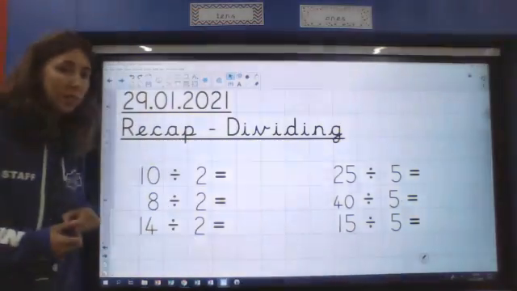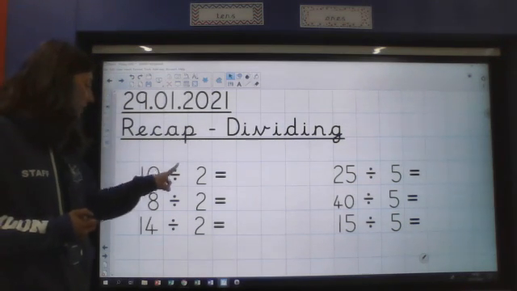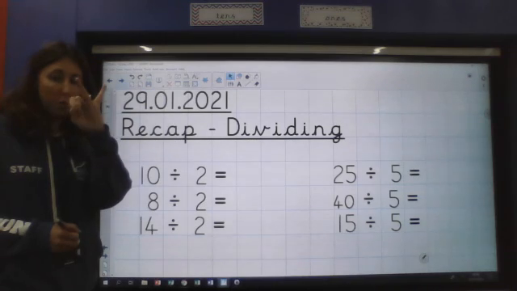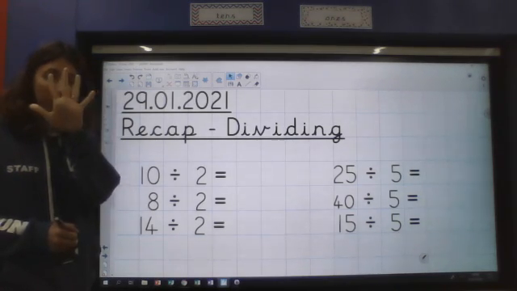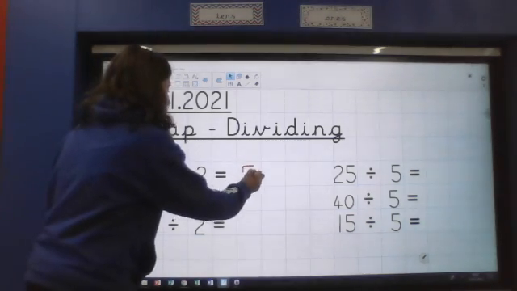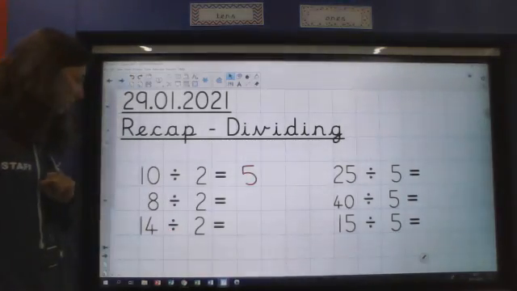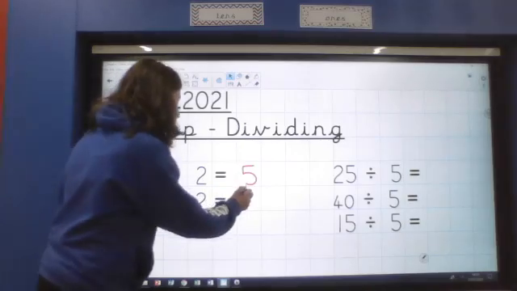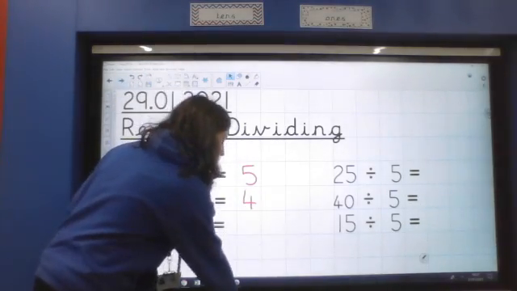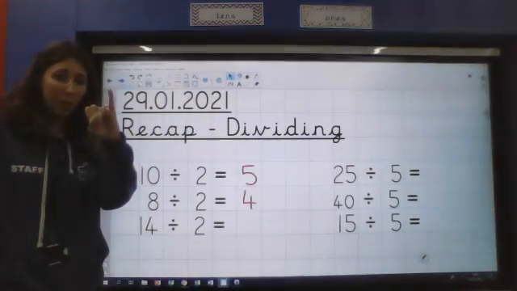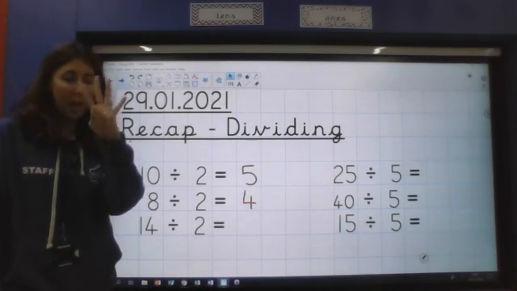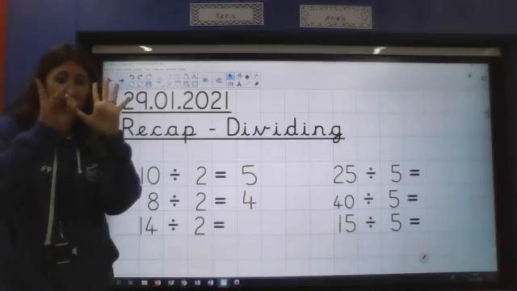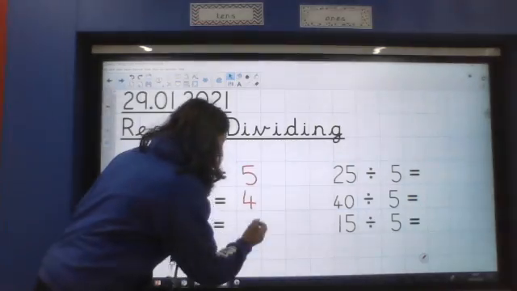Okay, let's count together. You can check your answers. So 10 divided by 2, counting in 2's till we get to 10. 2, 4, 6, 8, 10. 5. Counting in 2's till we get to 8. 2, 4, 6, 8, 4, and counting in twos until we get to 14. 2, 4, 6, 8, 10, 12, 14. 1, 2, 3, 4, 5, 6, 7 that time.